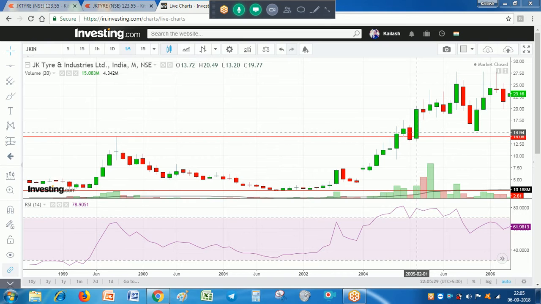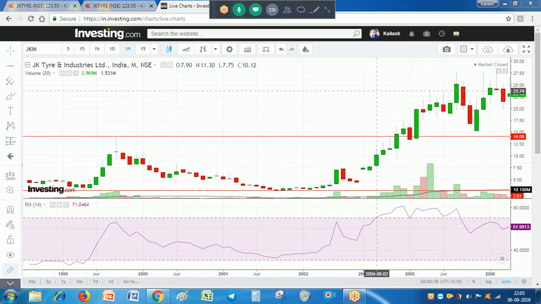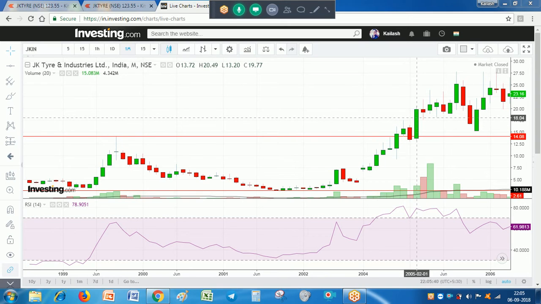There is a very big candle. It moved up to, it's a lifetime high, we can say. No, sorry, because its initial listing price was 30, we cannot say that it's a lifetime high. But yeah, from this fall to the level of 3, it has made a very big movement up to 20.49.